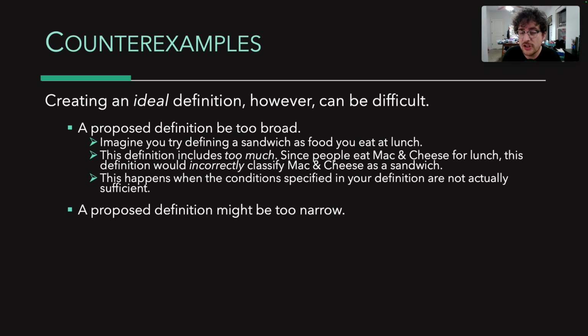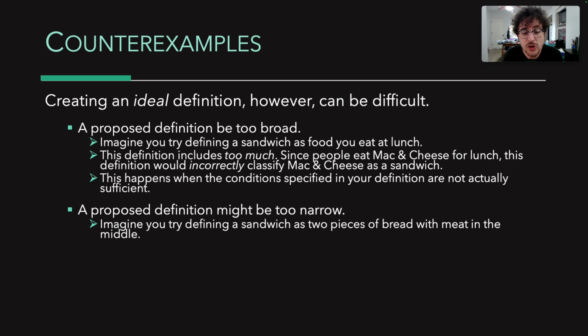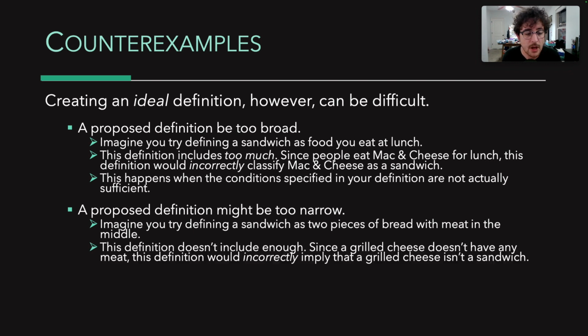But a proposed definition could also be too narrow. It could leave some things out. So imagine you try to define a sandwich as, well, 2 pieces of bread with meat in the middle. Well, this is too specific. It's too narrow because it doesn't include enough. It has left some things out that qualify as sandwiches. For instance, a grilled cheese doesn't have any meat between the 2 slices of bread, and so this definition would incorrectly imply that a grilled cheese isn't a sandwich. But we all know that grilled cheese sandwiches are in fact sandwiches.